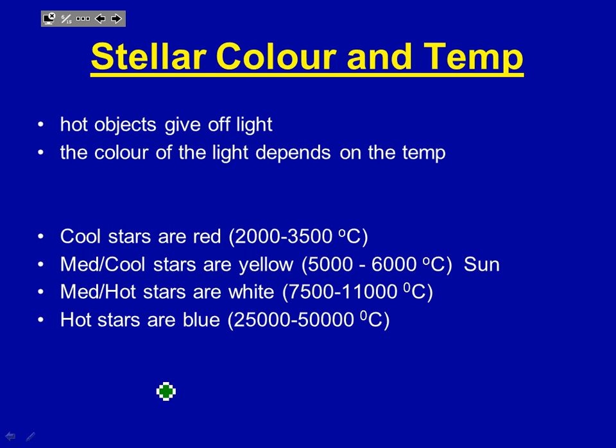These numbers don't have any meaning. I'm not making you memorize them. You could write them down. But what I do need you to know is cool stars are red. Medium to cool stars are yellow. That's us. Remember? 5,500 degrees Celsius at the surface. Medium to hot stars, they're getting way up there. And super hot stars are blue. They've got temperatures like that at the surface. Yes?